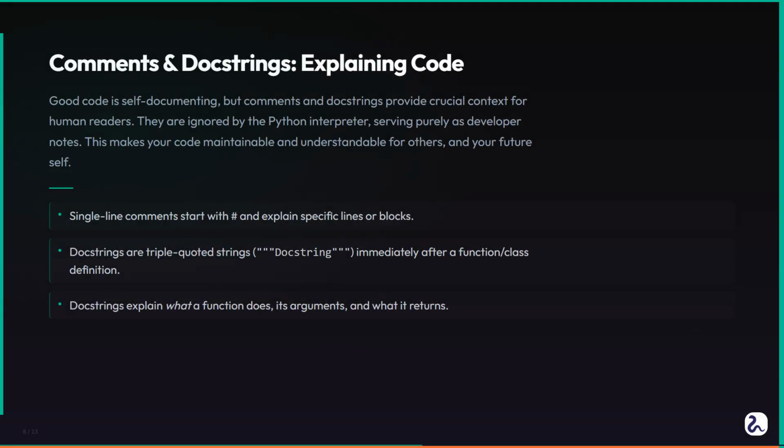Now, let us talk about making your code readable for humans. Comments are your notes to yourself or to the next engineer who has to touch your code. In Python, a single-line comment starts with the hash character and extends to the end of that line. The interpreter completely ignores everything after the hash. Python does not have a dedicated multi-line comment syntax like /* */ in C++. Instead, we use triple quoted strings. If a triple quoted string is not assigned to a variable, it acts as a multi-line comment. More importantly, when placed immediately after a function, class, or module definition, it becomes a docstring.